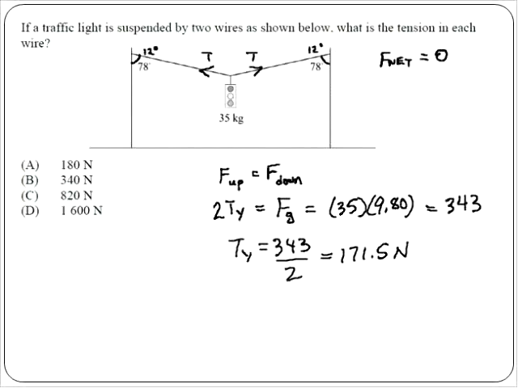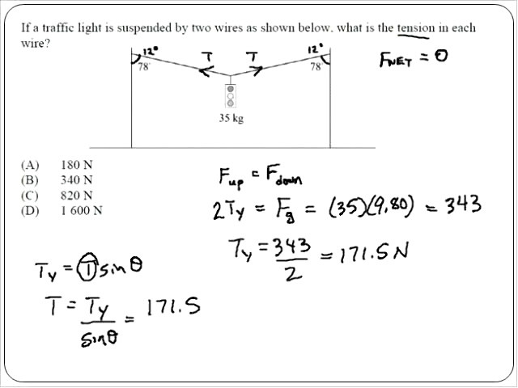Because you also need to remember that Ty equals T sine theta. Okay, that's where the idea of components comes in. We got to use the Y component. But see, we're trying to find the actual tension in each wire. So we're trying to find T. In order to find T, what I have to do is this. I have to say Ty divided by sine theta. In other words, 171.5 divided by the sine of the angle.